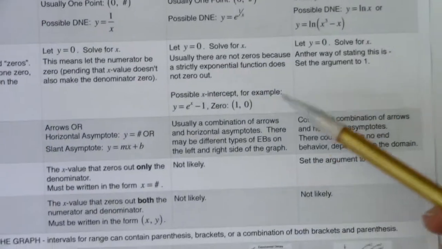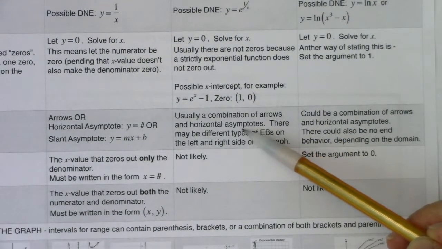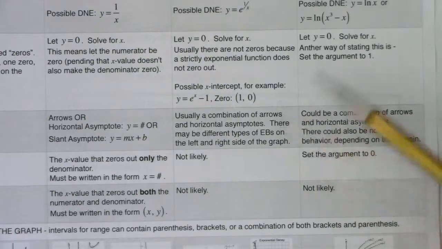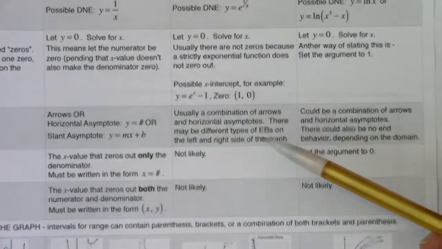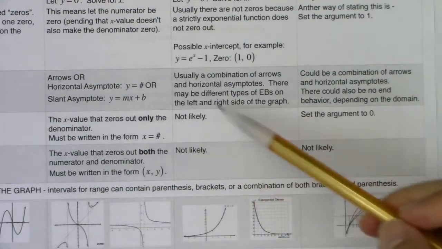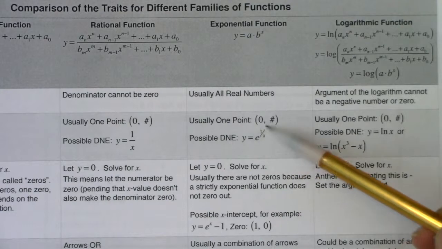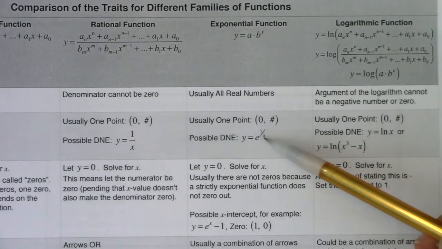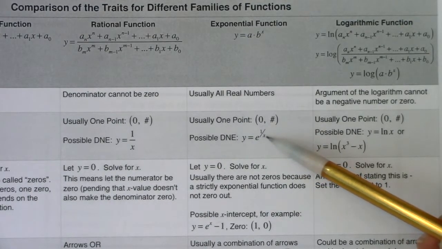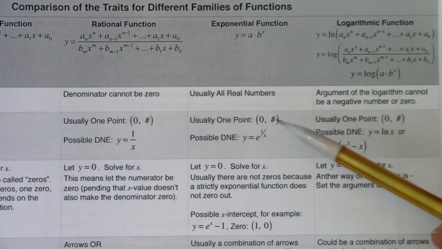I mentioned for end behavior, it's usually a combination of arrows and horizontal asymptotes. All right, so there's typically different end behaviors on the left versus on the right. It's very unlikely you'll have a vertical asymptote. If you're thinking, well, when is it likely? I'll go back to this function. I might have a vertical asymptote here, but that's because I had a fraction in my exponent. So it's only when your functions become more and more intricate that you have to worry about that.